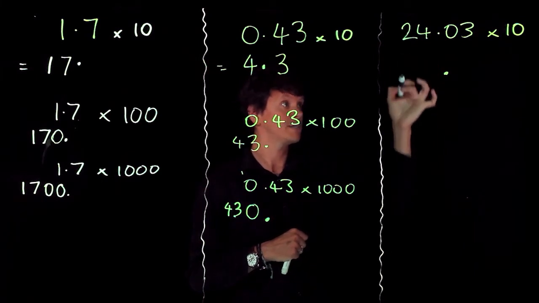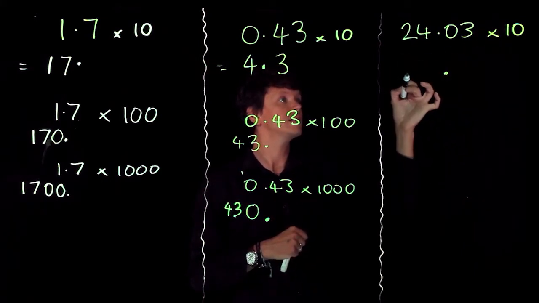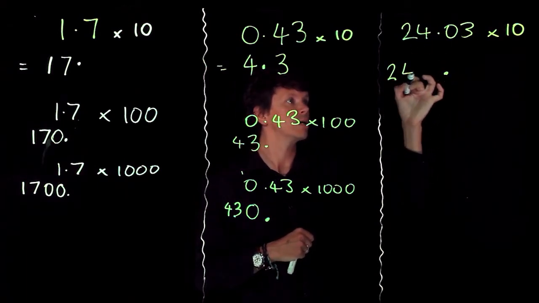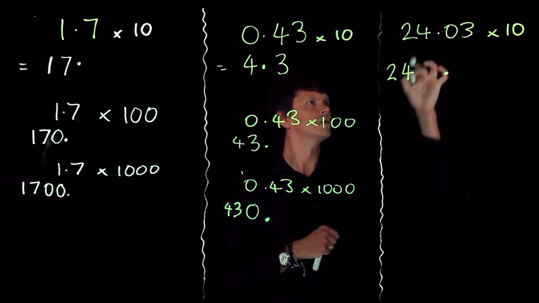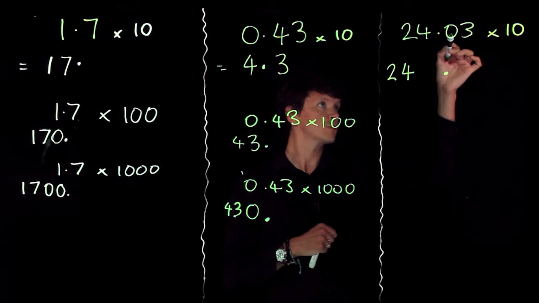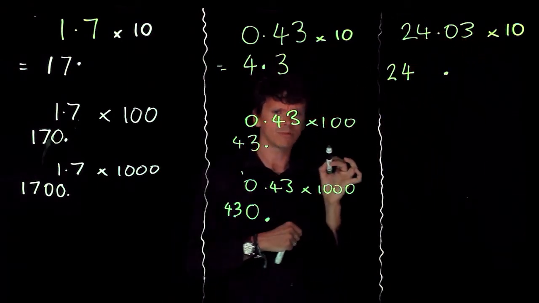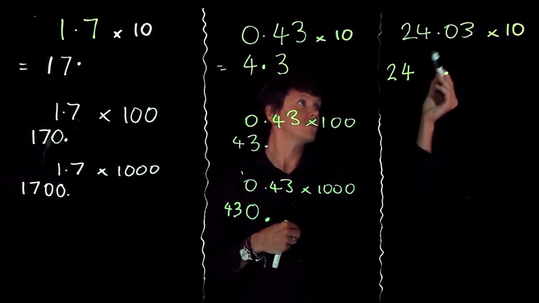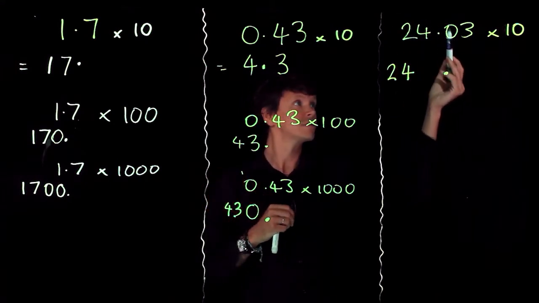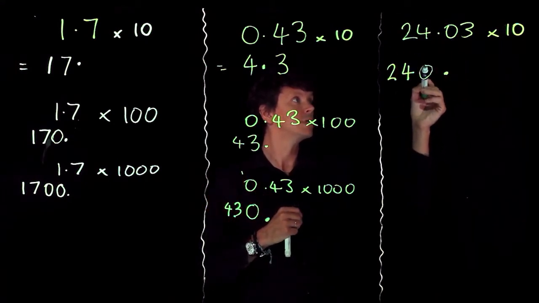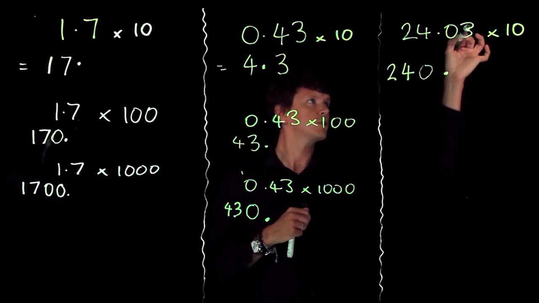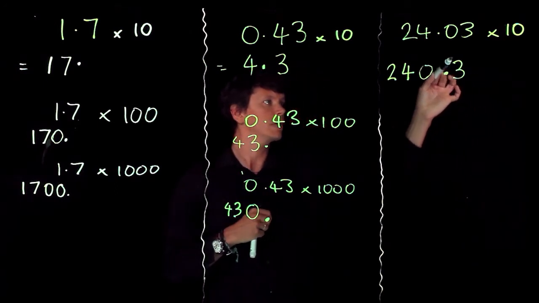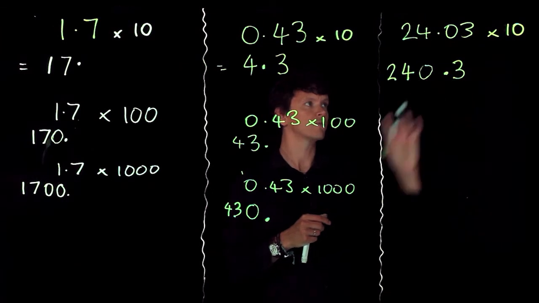The 2 is in the tens column, and when we multiply it by 10, it's going to move 1 place to the left into the hundreds column. The 4, similarly, is going to jump into the tens column. The 0: if we multiply 0 by anything, our answer is 0. So that 0 effectively moves 1 place to the left into our units column. And this 3, which was in our hundredths column, moves 1 place to the left and ends up as 3 tenths: 240.3.